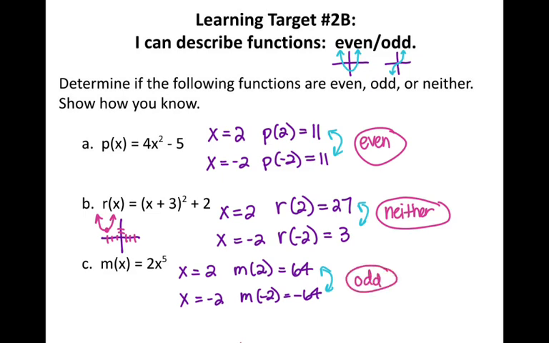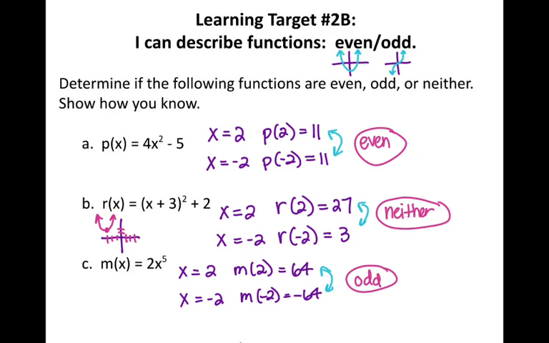So even will tell you the same number. Odd will tell you same number, opposite signs, and neither will just be two totally random numbers. Or you can graph it and tell me that it is symmetrical over the y-axis for it being even, or it has rotational symmetry for it to be odd.